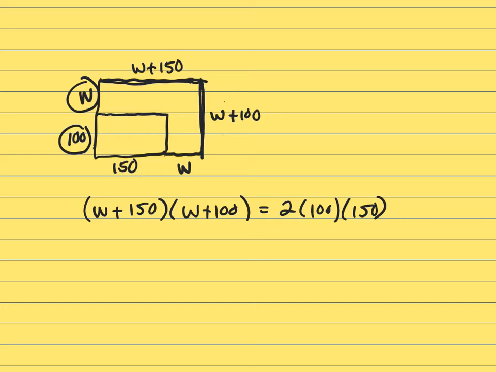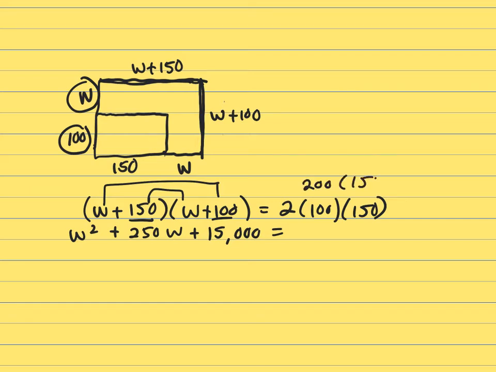FOIL out the left-hand side, and that gives you W squared plus 150W plus 100W is 250W plus 150 times 100, which will be a 15 and then 3 zeros. And the right-hand side is 200 times 150, and 2 times 15 is 30, and you're going to have 3 zeros. So now, this is a quadratic equation, so you need to get 0 on the right side. So I need to subtract that 30,000, that gives me minus 15,000.